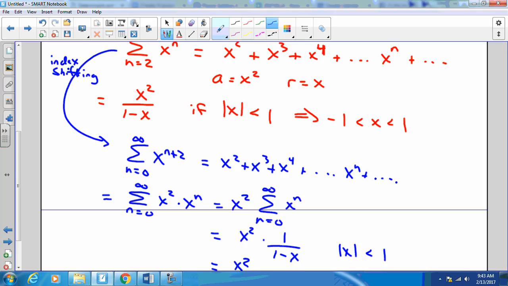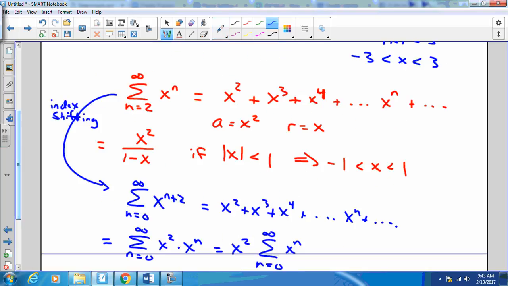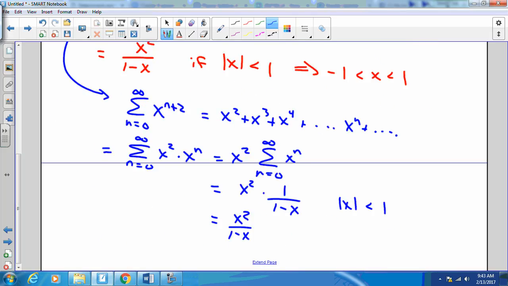What I'd like to do now is to consider the algebra of power series, and we're going to follow that up with the calculus of power series. But are there any questions about either method here? Either unrolling the series and identifying A and R, or index shifting and doing a little bit of algebra here.